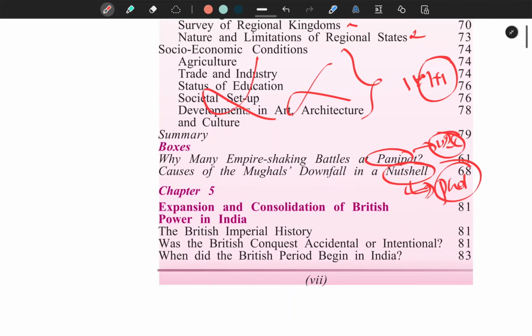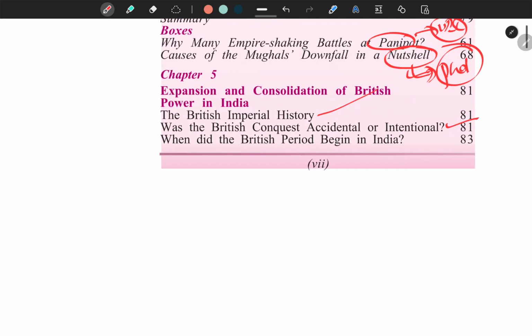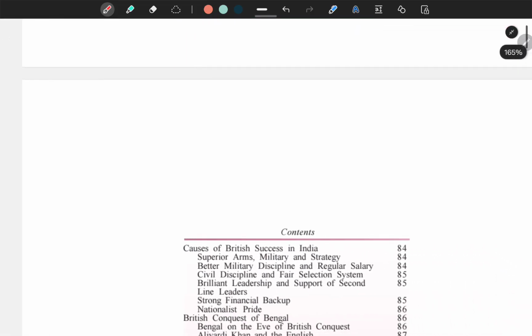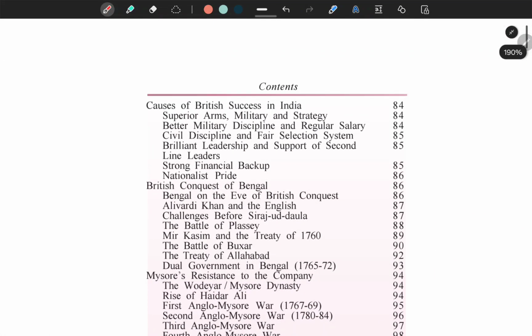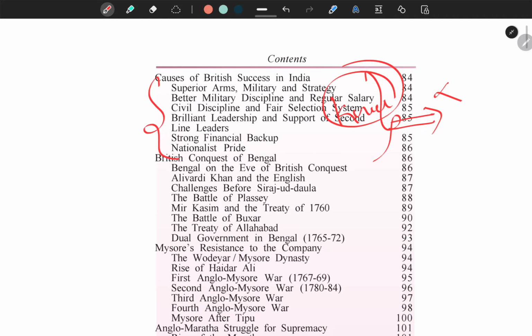The British Imperial History, Shashi Tharoor will read. Was the British conquest accidental and intentional? This is also for Shashi Tharoor. When did the British period begin in India? For him also. Yeah. Then causes of British success. Same thing repeated, whatever they mentioned above. Same thing. Just for your knowledge purpose, but it will never come to exam. Just for knowledge purpose. That's all.